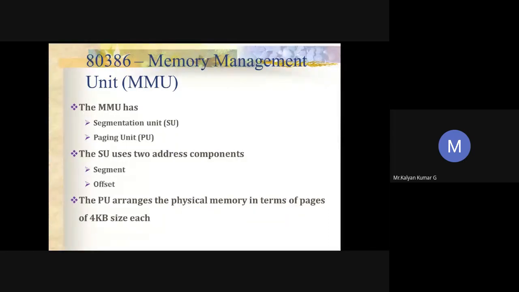So okay, next is the paging unit. The purpose of this paging unit is that it helps to arrange the physical memory in terms of pages, where each page will be of size 4 KB. In addition to that, the paging unit converts all the linear addresses into physical addresses. So for these two purposes, we use the paging unit.